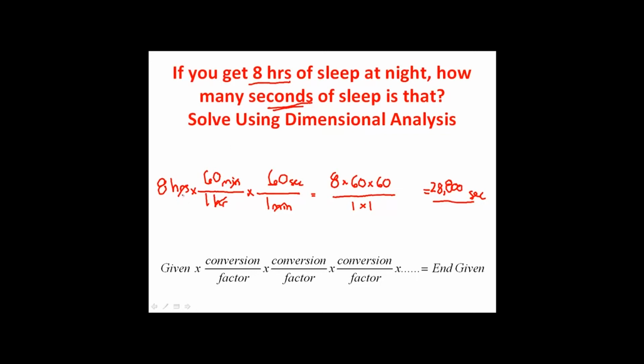Okay, we started off with 8 hours. We converted out of hours into minutes. Minutes then cancels out and I convert into seconds, doing 8 times 60 times 60 to give me 28,800 seconds. Okay, a good night of sleep equals 28,800 seconds.